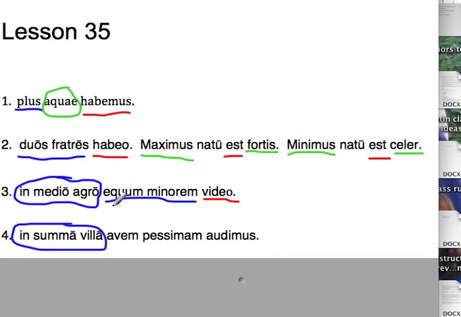Then we have an accusative of auem pessimam and a main verb of audimus. Okay? These two are going to be parallel. So notice the mus ending. We hear auem pessimam, the worst bird, in summa villa, in the highest house.